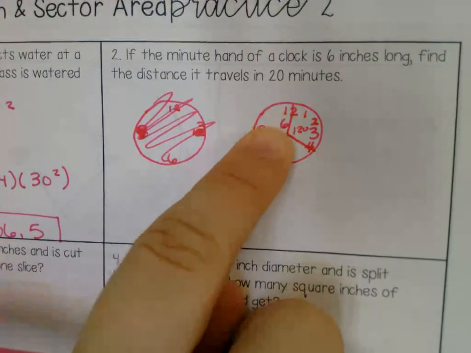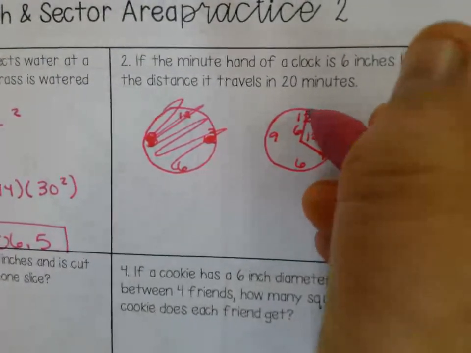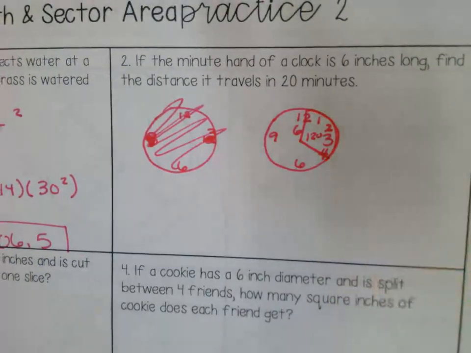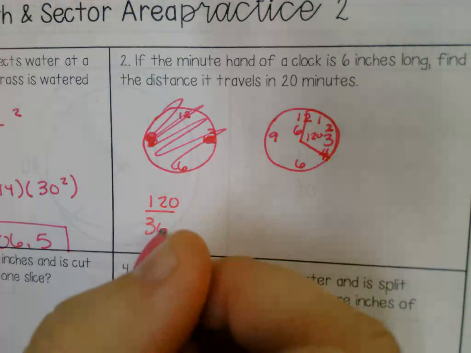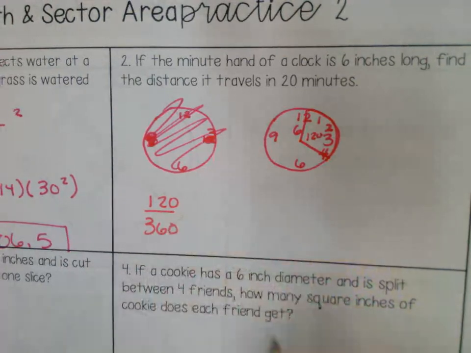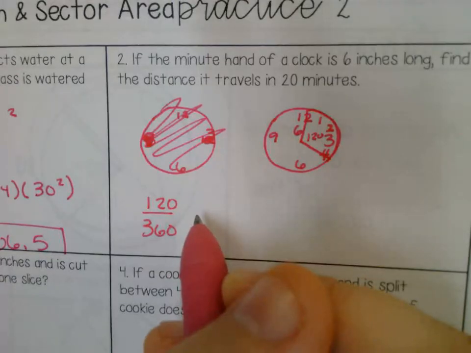The length of my clock arm is 6 inches. It wants to know the distance that it traveled. So from here to here, how far did it travel? So you're going to do 120 over 360, and this time you're using your length formula.